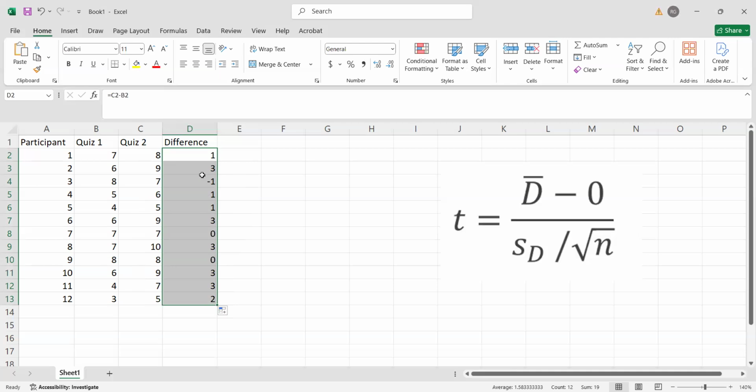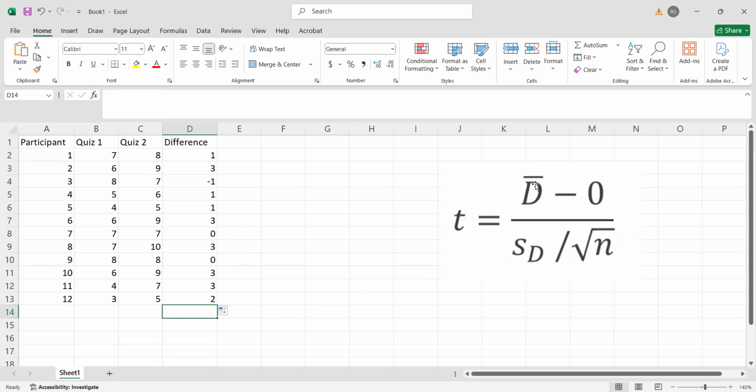And you want to just double check, right? So, okay, for participant two, 9 minus 6 should give us 3. Yep. For participant three, 7 minus 8 should give us negative 1. Okay, cool. So now we've got our difference scores, but we don't actually have all the stuff we need.